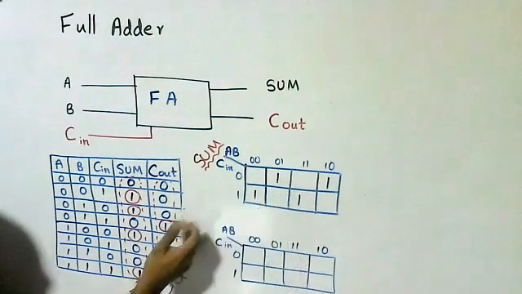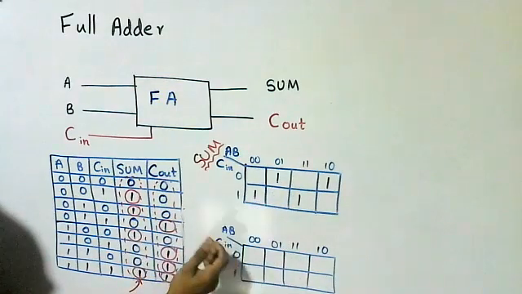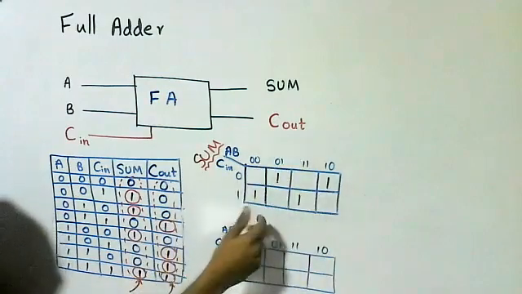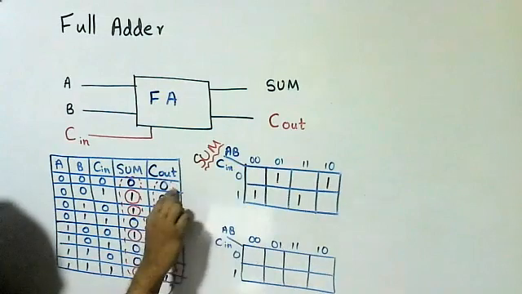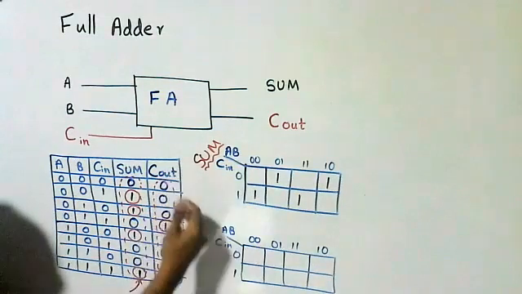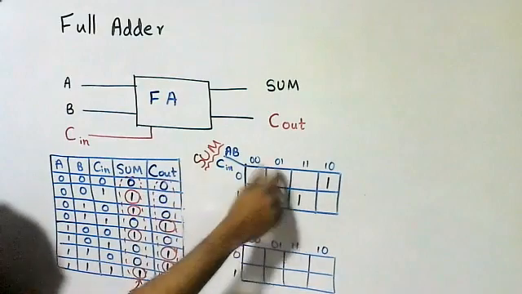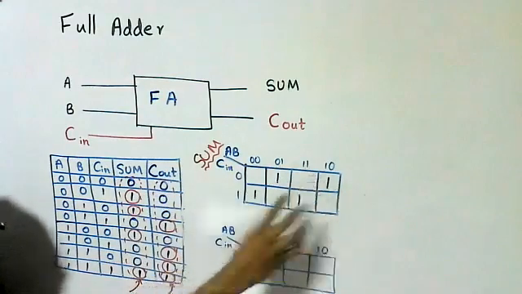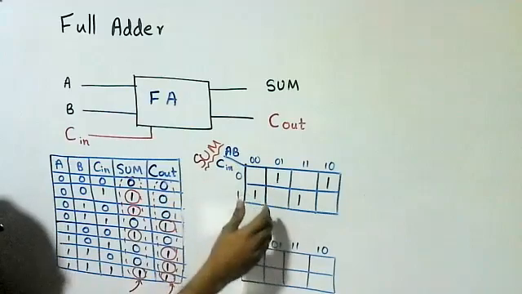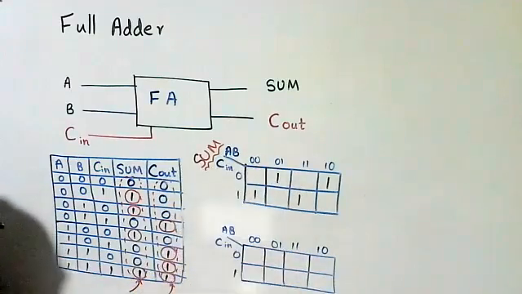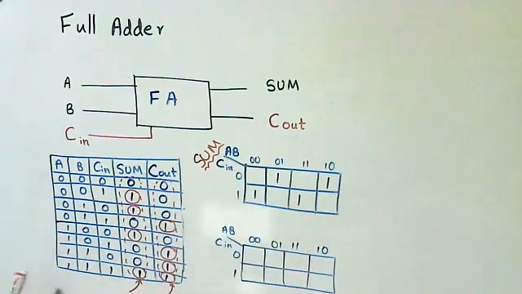Whenever the output is 1, we can have the min terms, and we can mark it in a Karnaugh map as ones. Whenever the output is 0, that means low voltage, we can have the max terms, and we have to mark zeros in a Karnaugh map. Normally we are not marking zeros, but there are some situations where we have to mark zeros in a Karnaugh map. Therefore we are marking ones in a Karnaugh map, right?